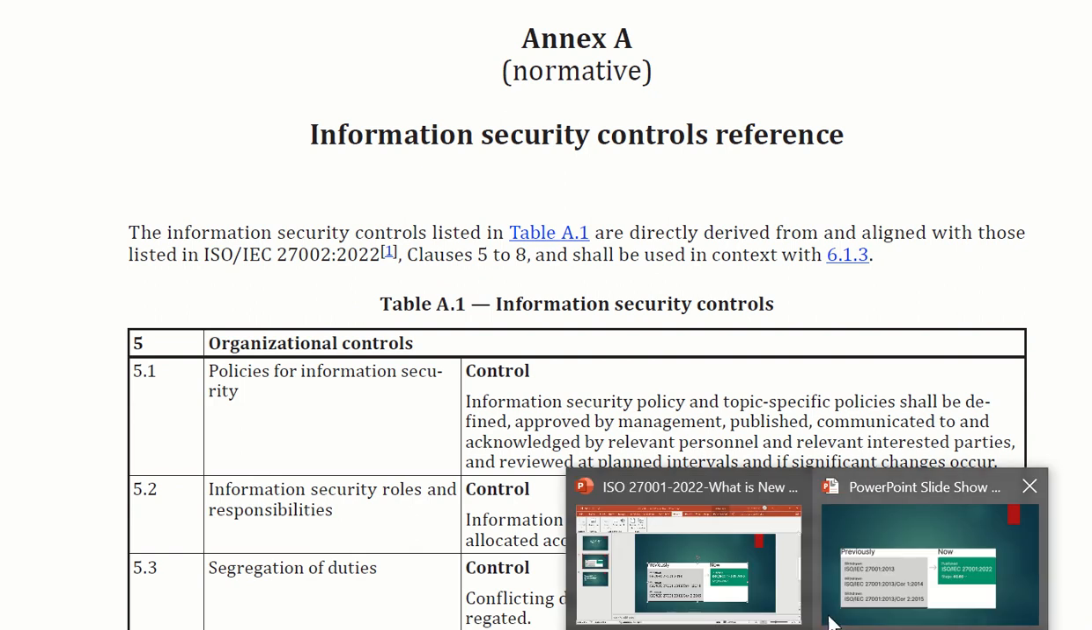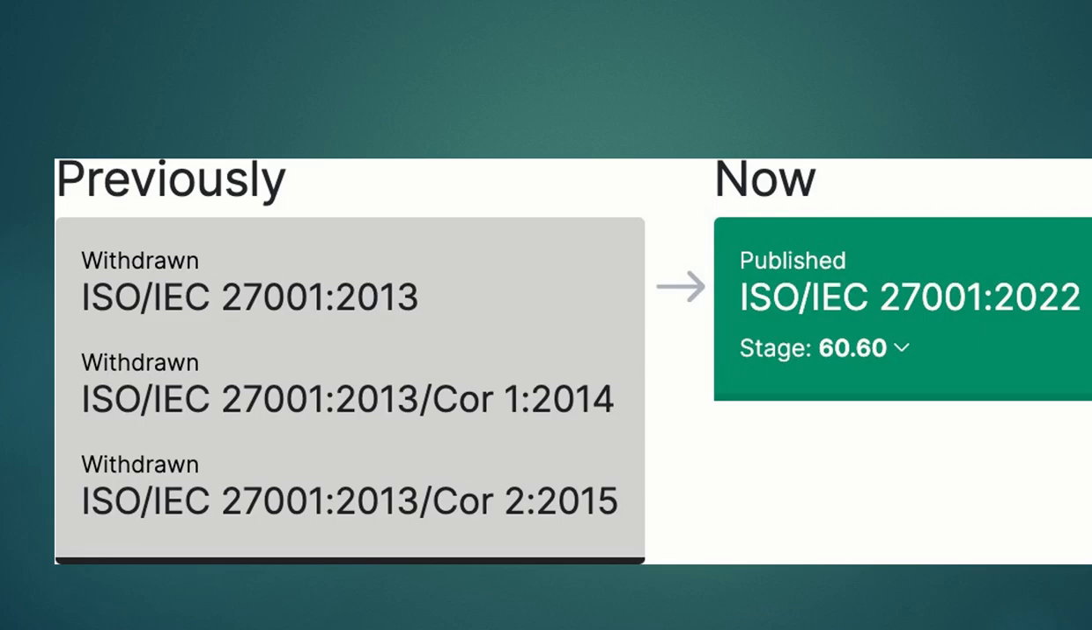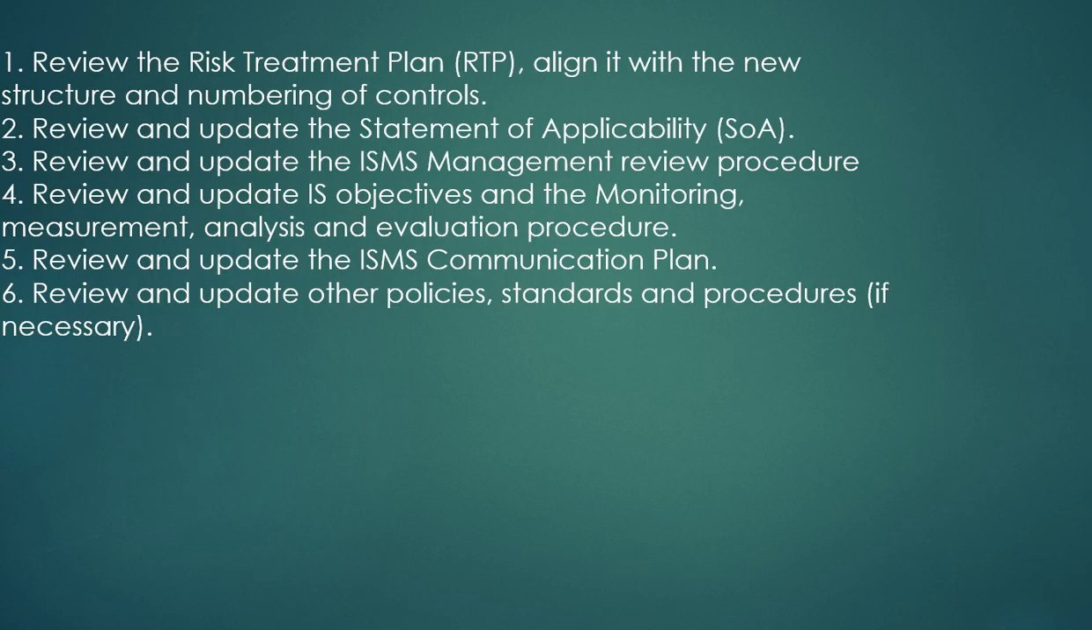Now the question comes: what needs to be done by the organization? Some organizations may have ISO 27001 certification. So what is the impact going to be on your certification? As per the guidelines, nothing is going to be impacted for you. They have given a fair timeline for a successful transition. 3 years is the timeline given by ISO for the successful transition.